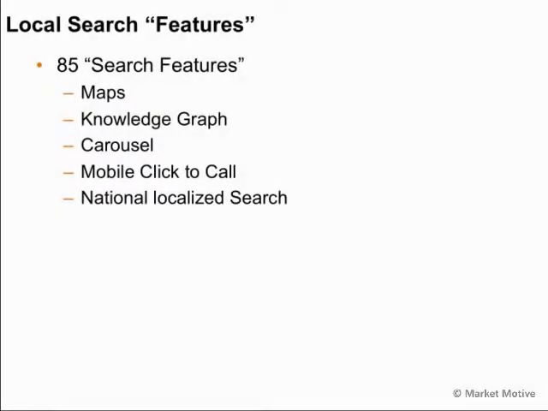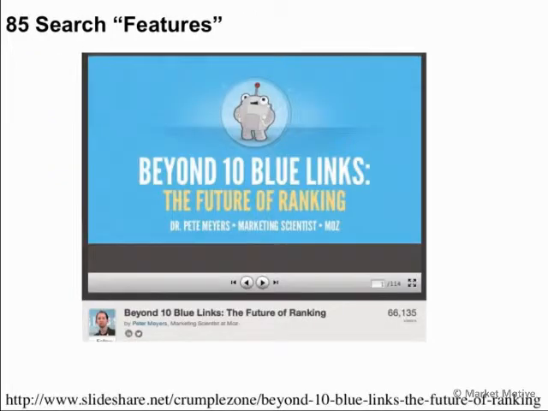So the local search features, in air quotes, what I mean by this is based on a presentation that Dr. Pete Myers did at MozCon, called Beyond 10 Blue Links, the Future of Ranking. The idea came from Google used to just be 10 blue links, and now they have all these features. They have images, product search, knowledge graph, carousel, maps. So we're going to focus on the local search features that are significant to local search. If you'd like to find all of those local search features and see what every one of them is, it's a great presentation from Dr. Pete. You can find that on SlideShare.